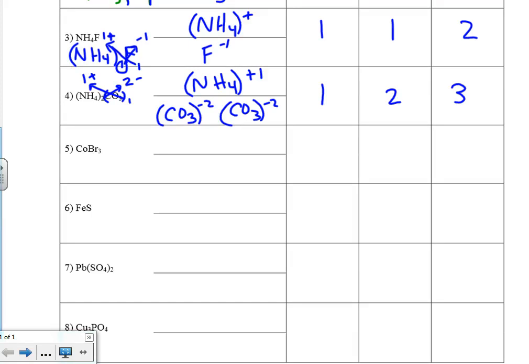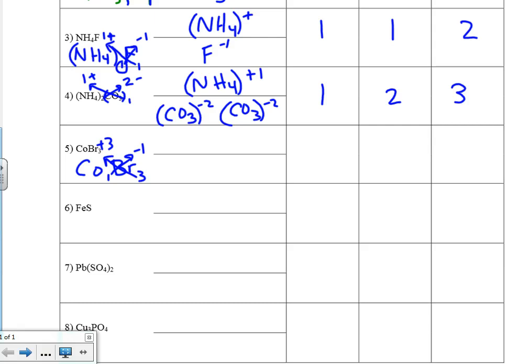Our next example is CoBr3. These are not polyatomic ions, so we don't have to worry about the parentheses. We can just do a direct uncrisscrossing. Here I'm going to rewrite the formula so I can write this a little bit more clearly. There's an understood 1 next to the cobalt. Uncrisscrossing, I see there's a -1 charge on the bromine. Uncrisscrossing the subscript of 3 tells me that the cobalt is a +3.